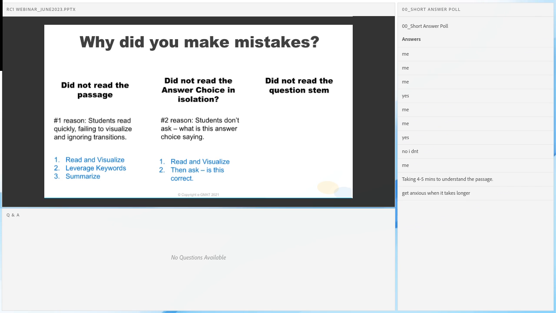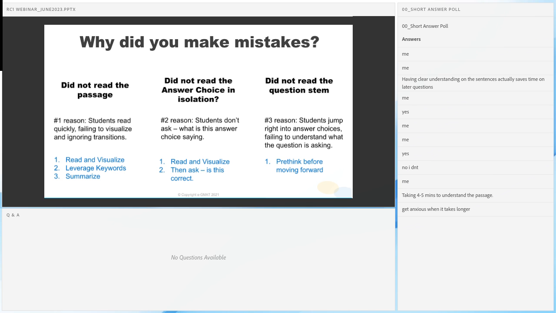There are three things that I want you to do. Make sure you read the passage and visualize information. Really, really important. And to do that, you've got to leverage keywords. The second thing is do the same thing with answer choices. And that's really important. Same thing. Read slowly, read them in isolation.